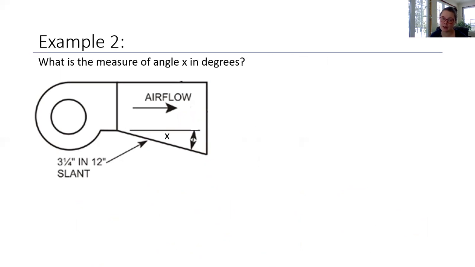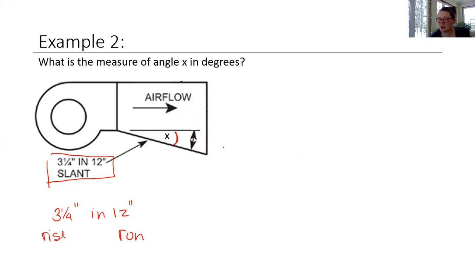Example 2, again, we have another potential duct layout. And we're told, this is kind of an interesting way to put this, we have a 3¼ inch in 12-inch slant. What that means, when we write it like that, 3¼ inches in 12, tells me the rise, or vertical, and run of a slope. Carpentry uses that often, but I found that an interesting way of putting it. We could also use the diagram to kind of help us figure it out, assuming it's drawn to scale. But we want to know, what is this angle?